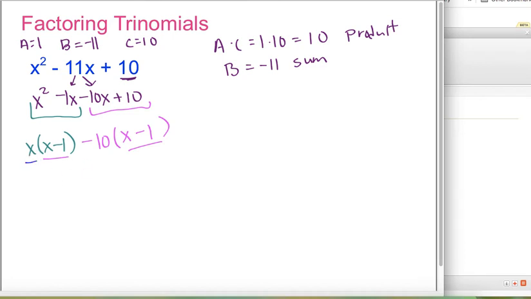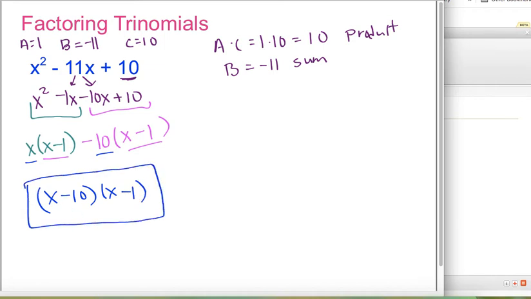Next is to write your GCFs as one binomial, x minus 10, and then write the matching binomial set next to that as one binomial. And then we have our factors.